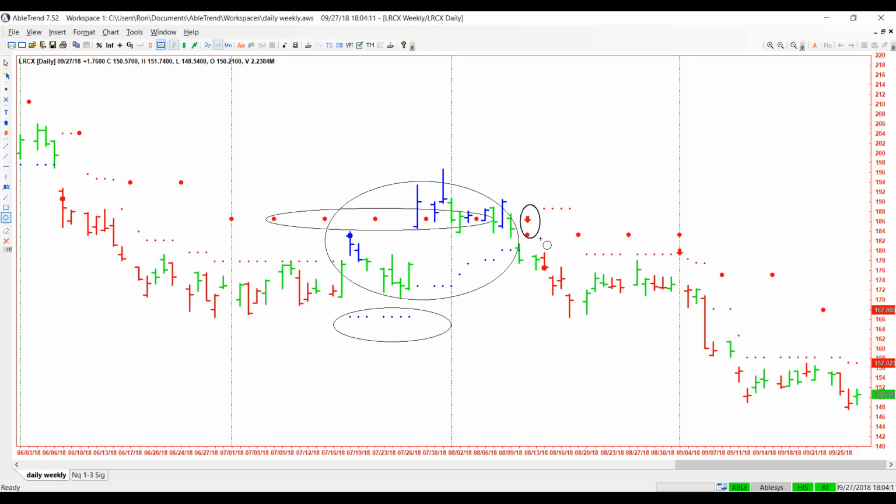Now you say, what's this little arrow you see over here? Well, that's what I'm going to introduce tonight, and that's the AbleTrend SIG indicator. What it is, it's like a heads-up indicator. It's kind of like giving us a little bit of an inside look of what might come. It gives us extra confidence.